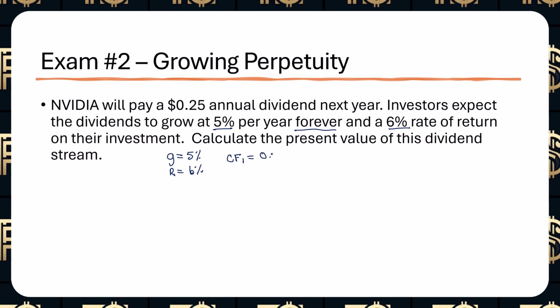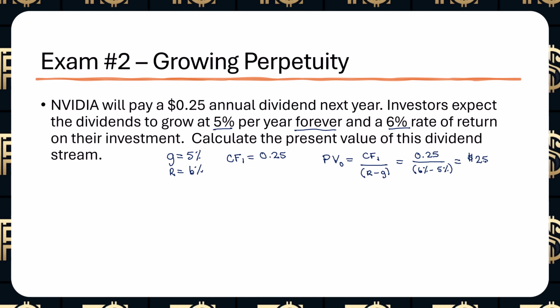Given this information, we can use the growing perpetuity formula, which says that the present value today is equal to the cash flow next year or next period, simply divided by R minus G. Again, with the constraint that R must be greater than G. So the numerator is 25 cents. The denominator is 6% minus the 5%. And what we find is that an investor would be willing to pay $25 per share to acquire this investment.